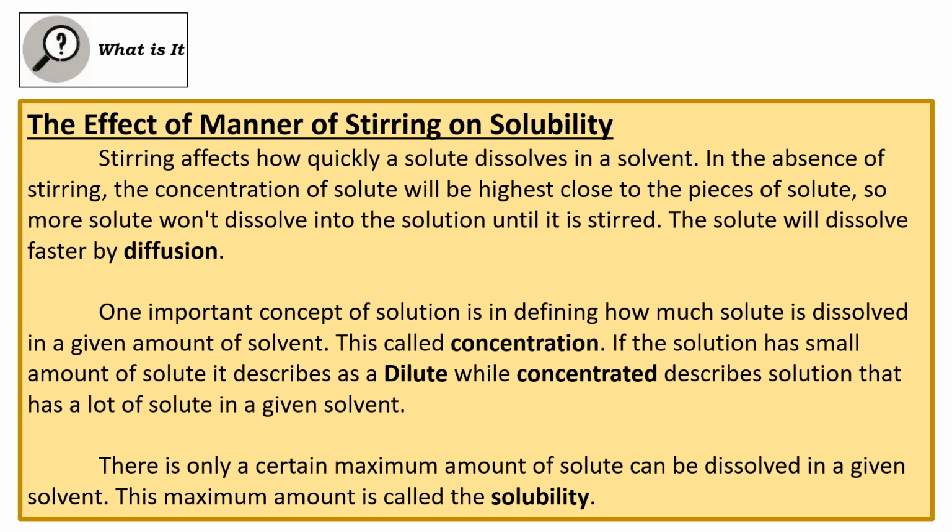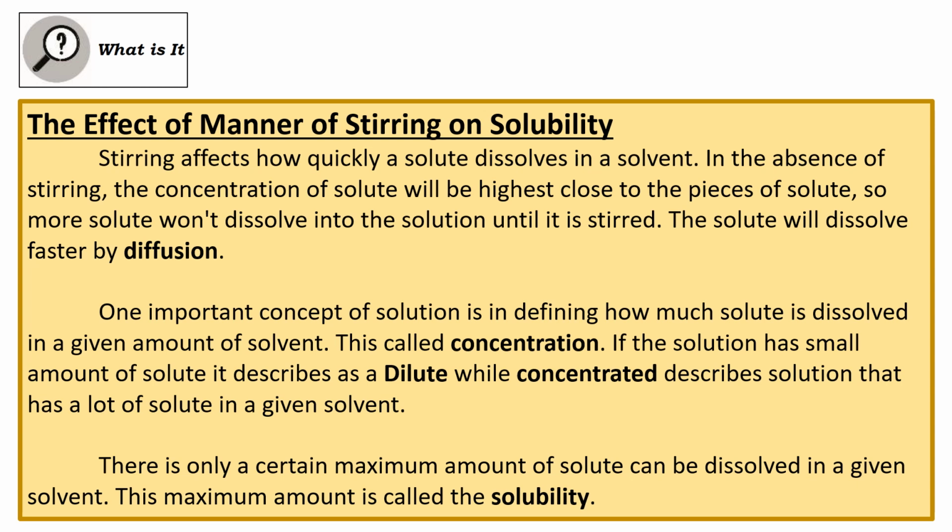Ngayon, ang epekto naman ng manner of stirring on solubility kung paano natin siya tinutunaw. Stirring affects how quickly a solute dissolves in a solvent. In the absence of stirring, the concentration of solute will be highest close to the pieces of solute. So more solute won't dissolve into the solution until it is stirred. The solute will dissolve faster by diffusion. Okay, pag hindi natin ginagalaw, example, gumagamit tayo ng kutsara para ma-dissolve natin yung kape. Kung hindi natin siya pagagalawin, ay hindi siya na-di-dissolve.